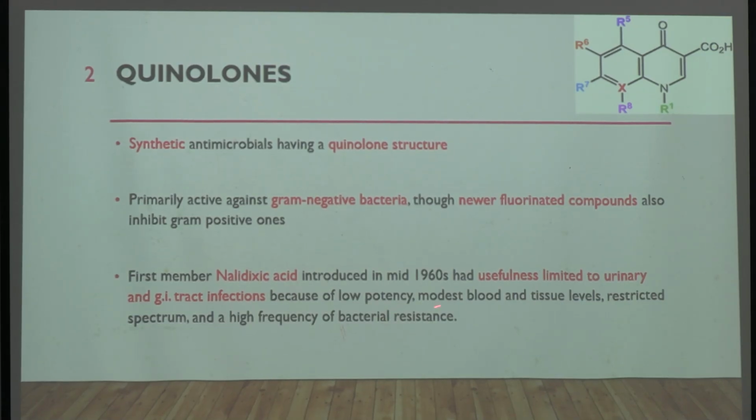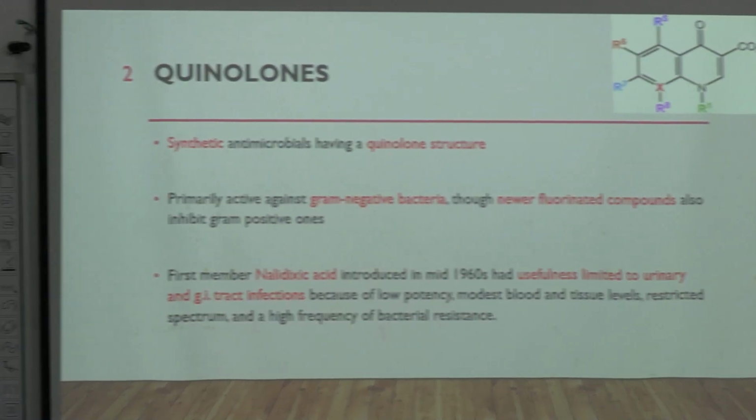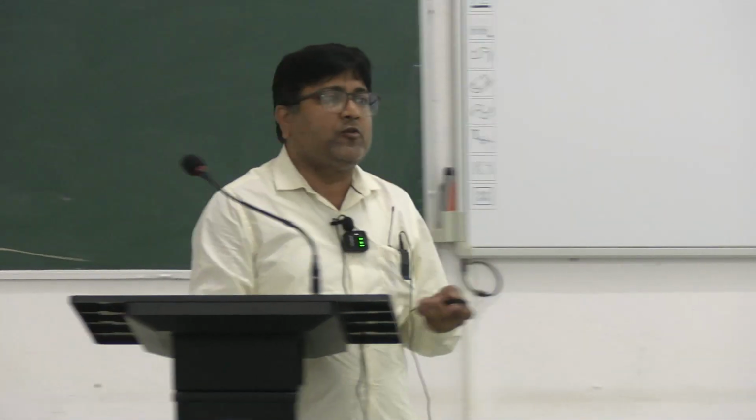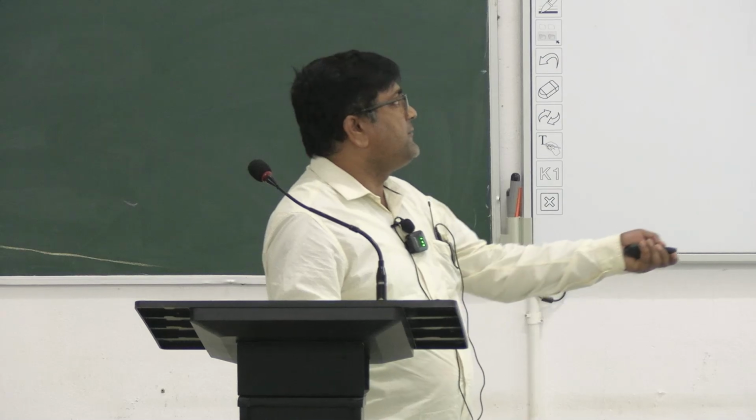They have low potency, modest blood and tissue levels, a restricted spectrum to gram negative organisms, and a high frequency of bacterial resistance. So they have very limited usefulness. This is the first member of the quinolone antimicrobial group, that is Nalidixic acid.